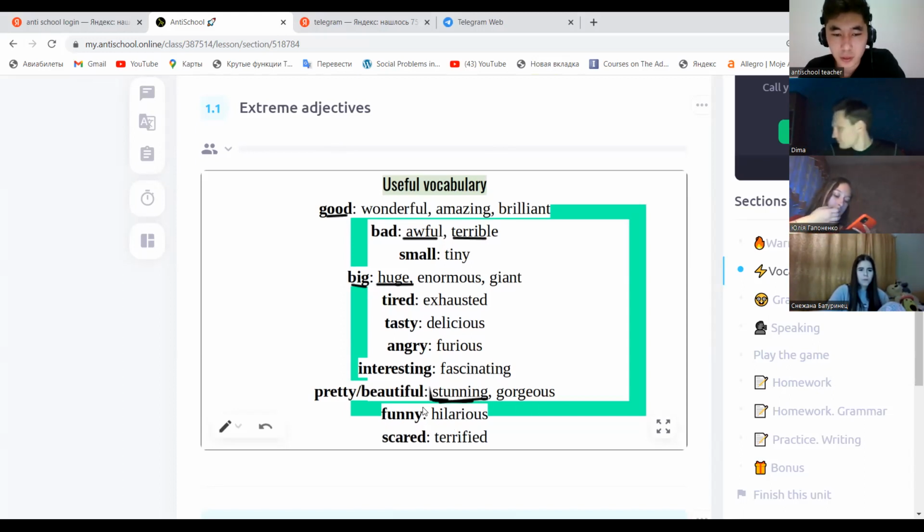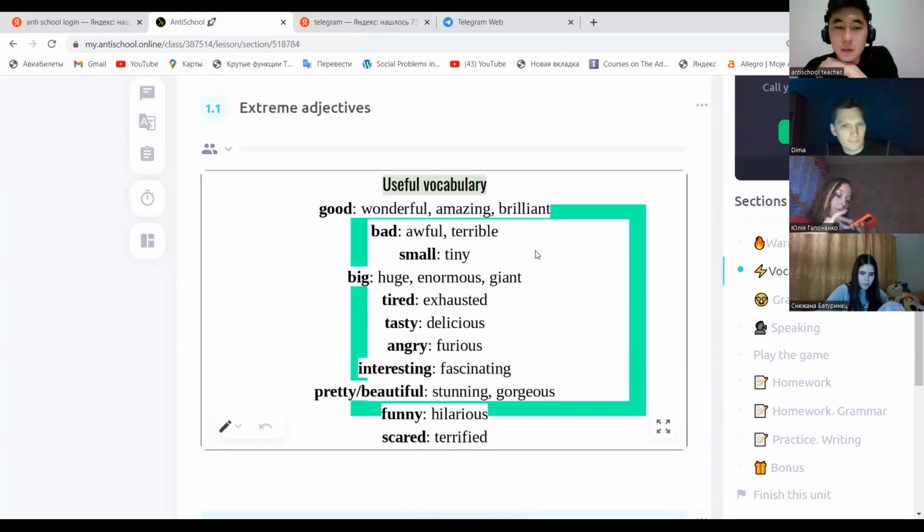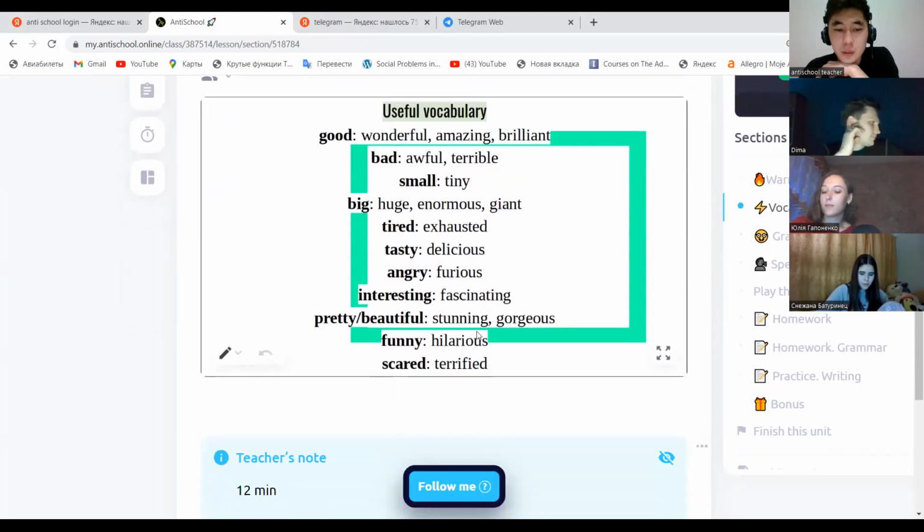And instead of saying funny, very funny, we say hilarious, terrified. So I don't say that. You don't need to use very at all. You can use very, but not so often. Yeah. Okay. I think that you remembered most of these words, and let's go to the next point.